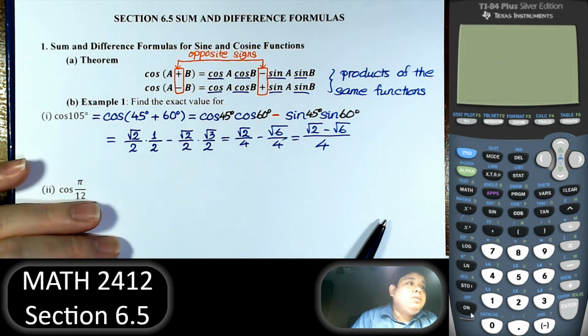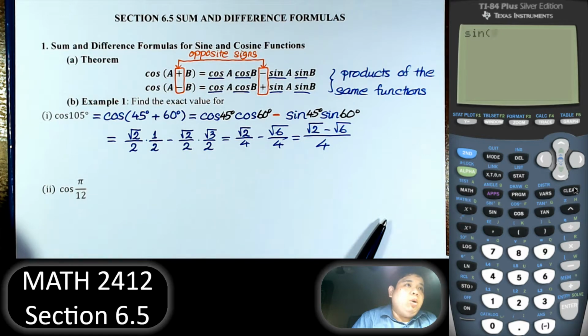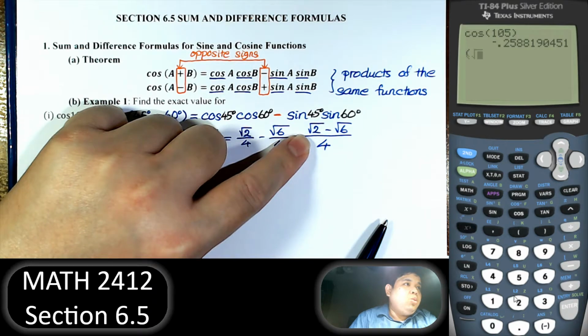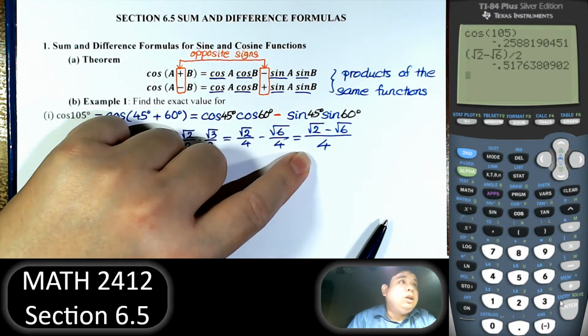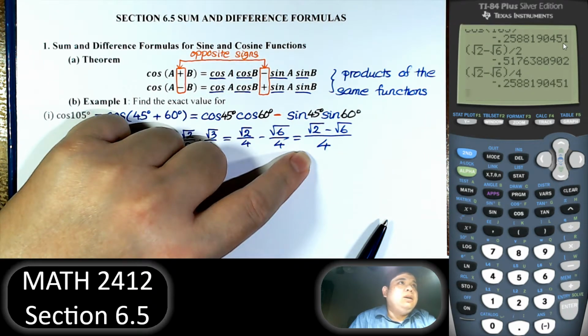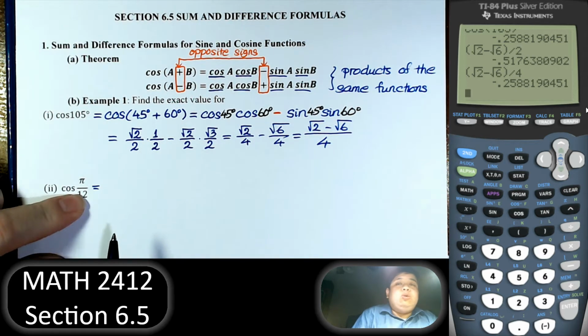We should check, right, if the calculator is in degree mode, cosine of 105. Now let's do this: square root of 2 minus square root of 6, divided by 4. So we should check that. Right.